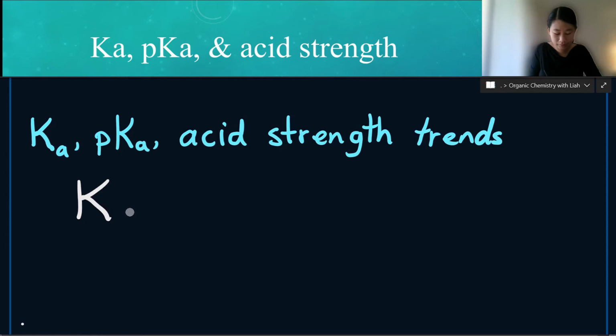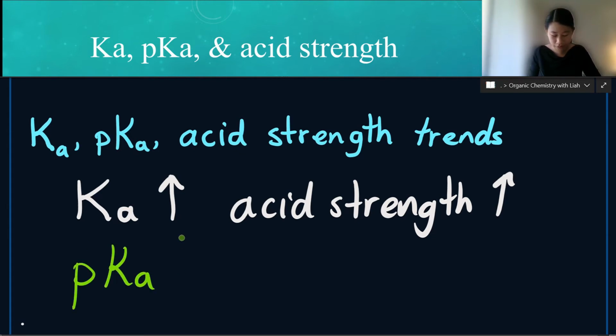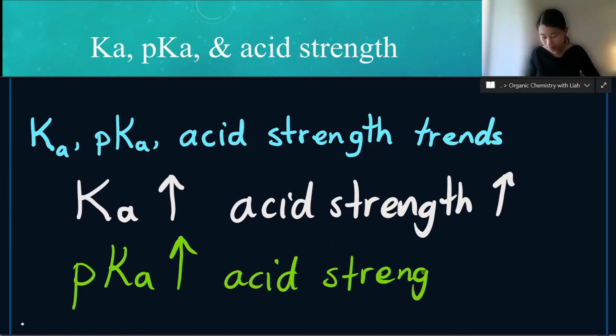So starting with Ka, if we have high Ka values, as Ka goes up, the acid strength also goes up. Okay, so higher Ka values mean more acid strength. Now let's talk about pKa. So pKa, as this goes up, the acid strength will decrease. Okay, so this one has the inverse relationship. Okay, so higher pKa values mean that you have lower acid strength. Okay, you have a weaker acid. And as pKa goes down, then the acid strength goes up.